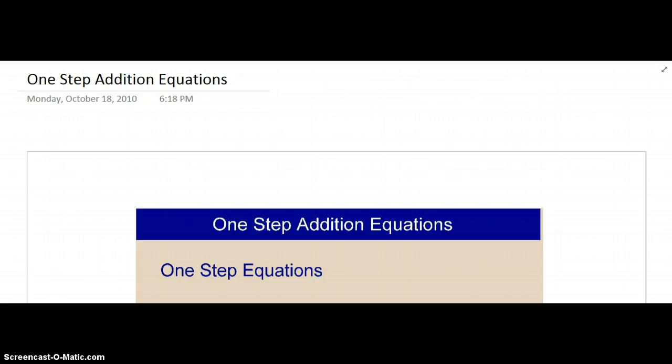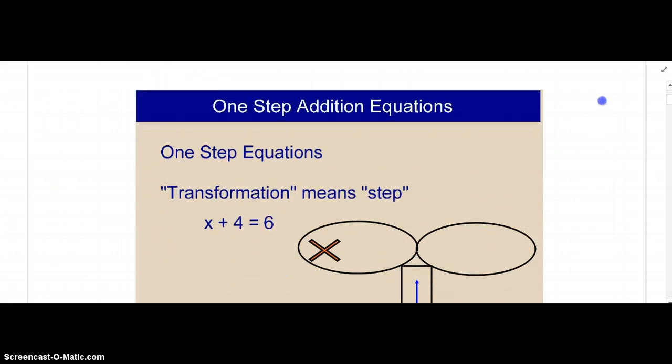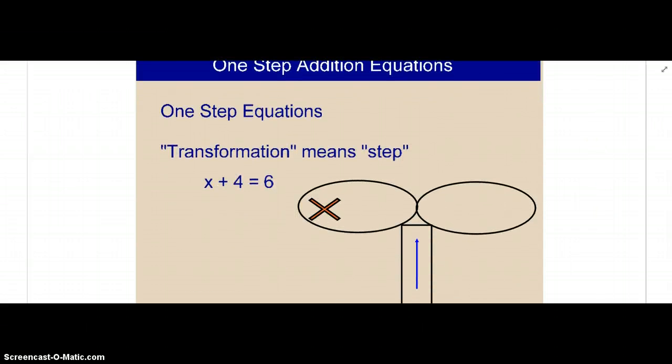This is one-step addition equations, video 1. So when we're solving one-step equations or any equations, what we want to do is isolate the variable. What that means is we want to get the variable by itself. So let's look at the example x plus 4 equals 6.